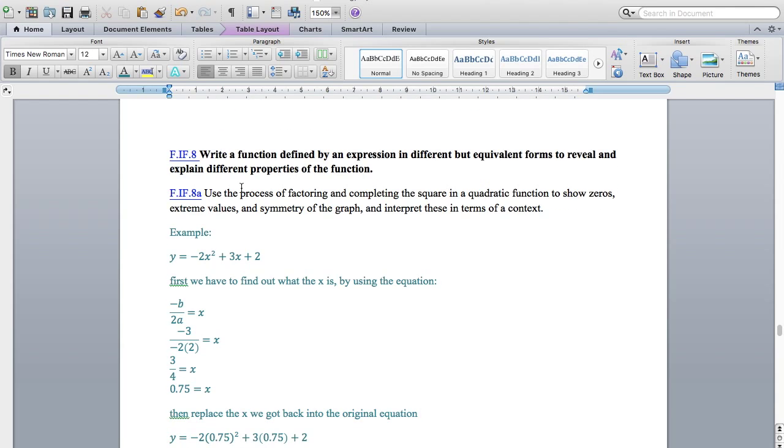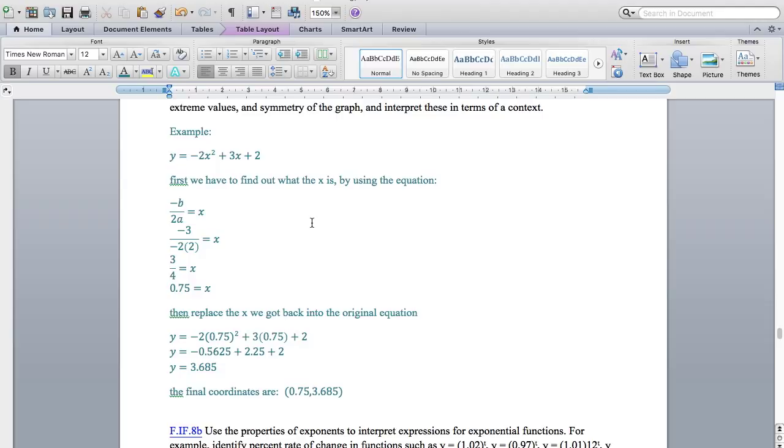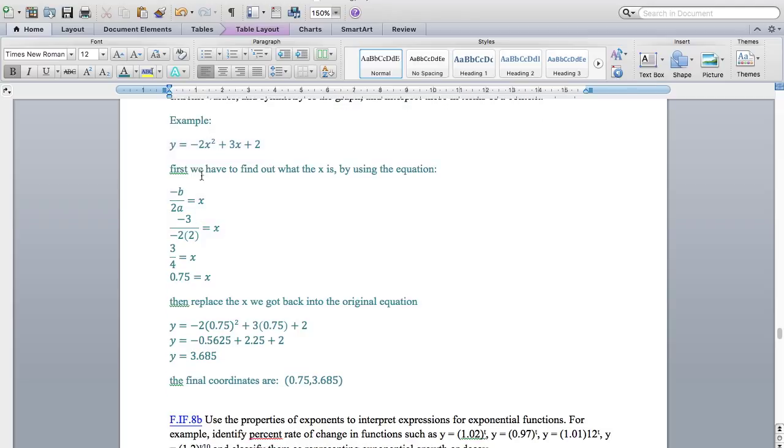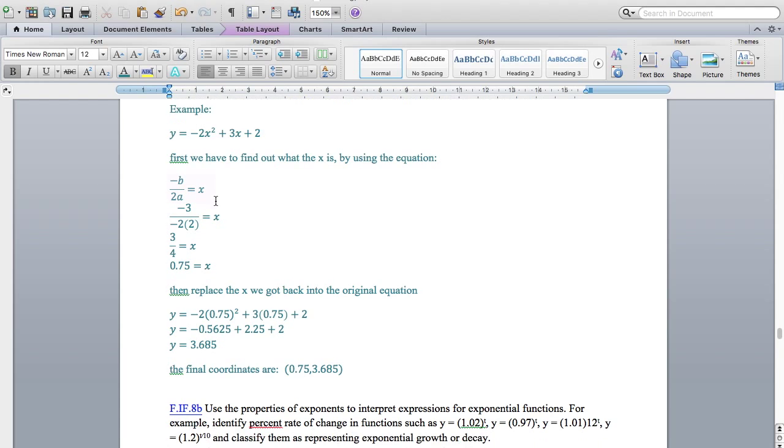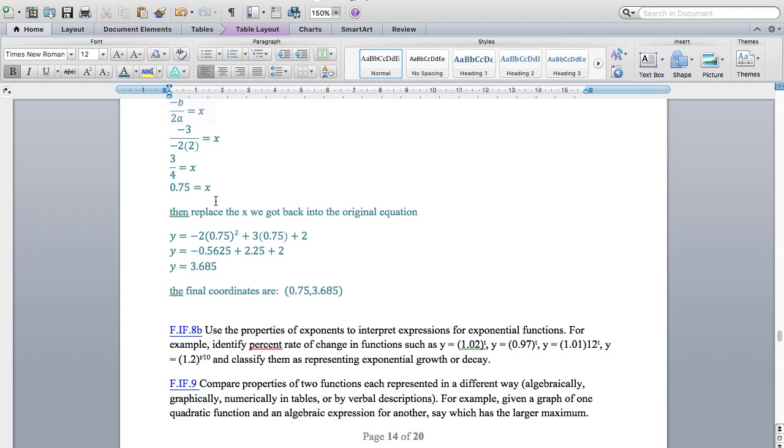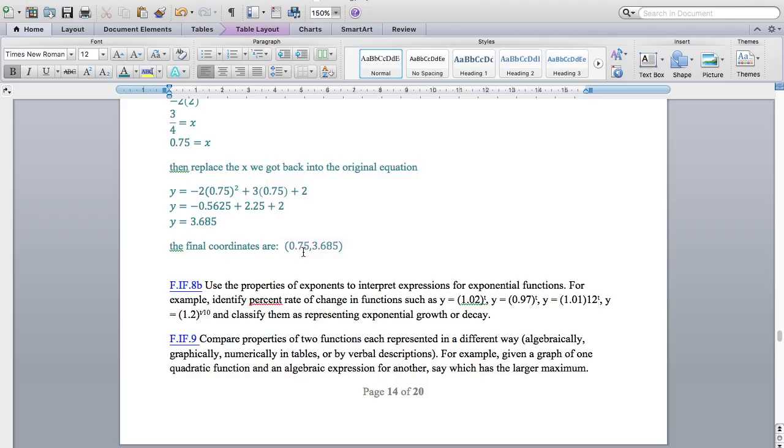Here is F-IF 8a. Use the process of factoring and completing the square in a quadratic function to show zeros, extreme values, and symmetry of the graph, and interpret this in terms of a context. Here is an information which is also a quadratic function. First we have to find the x by using that same equation, negative b over 2a equals x. Finding the x, putting it back into the equation, and the final coordinates are 0.75, which is the x, and y is 3.685.